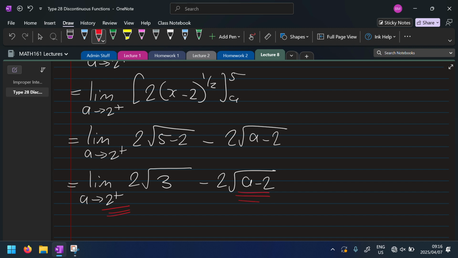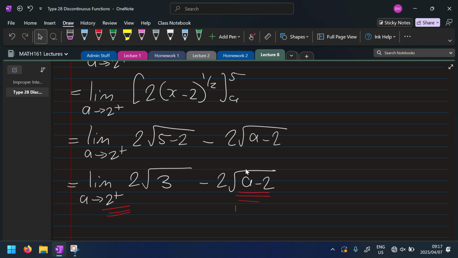So remember from last year, left and right limits. A goes to 2 plus means that a is always greater than 2. If this was the limit as a goes to 2, it means we're considering numbers greater than 2 and less than 2. But this is a goes to 2 plus, so a is always greater than 2. Let's look at the roots over here. We've got the root of a minus 2. And we know from the plus that a is greater than 2, which means a minus 2 is positive. And we can take the root of a positive.